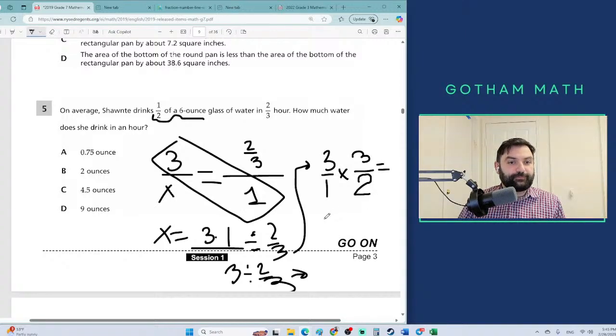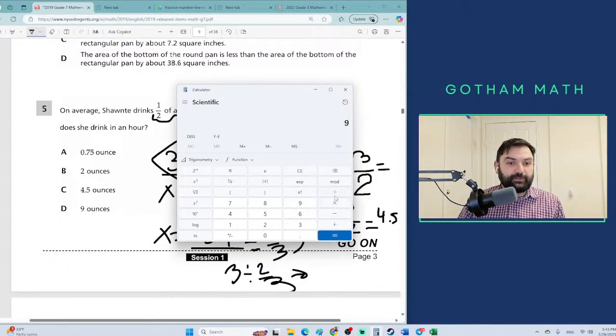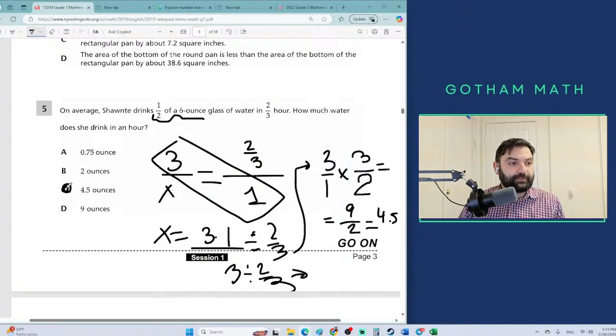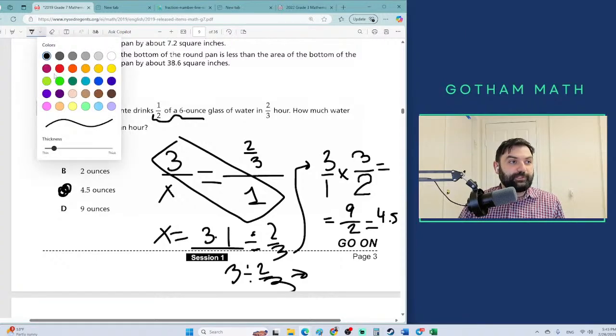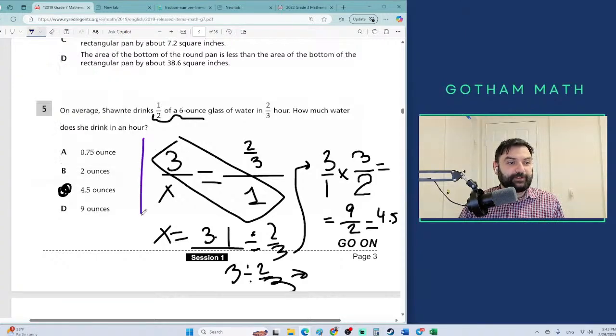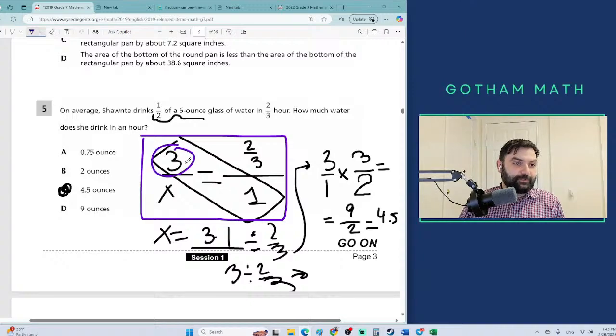Which is 9 over 2, which is 4.5. 9 over 2 you could have done on a calculator: 9 divided by 2, boom, 4.5. That's the correct answer. This is it. Proportion will help all the time. This is a proportion. Just make sure you set it up, 3 for 2/3. How many in 1?